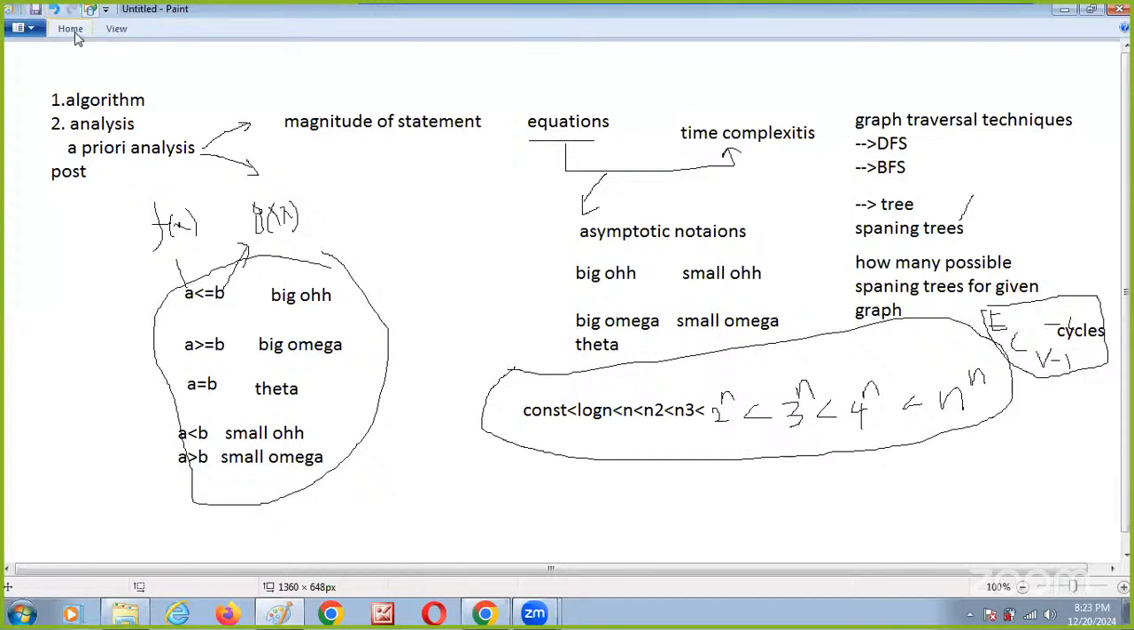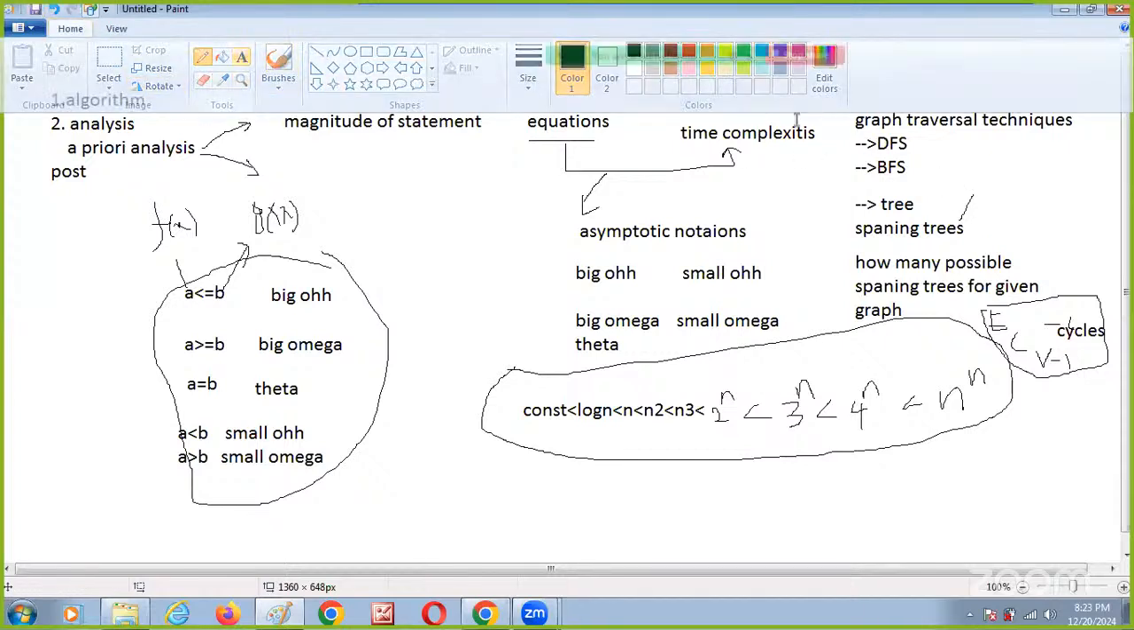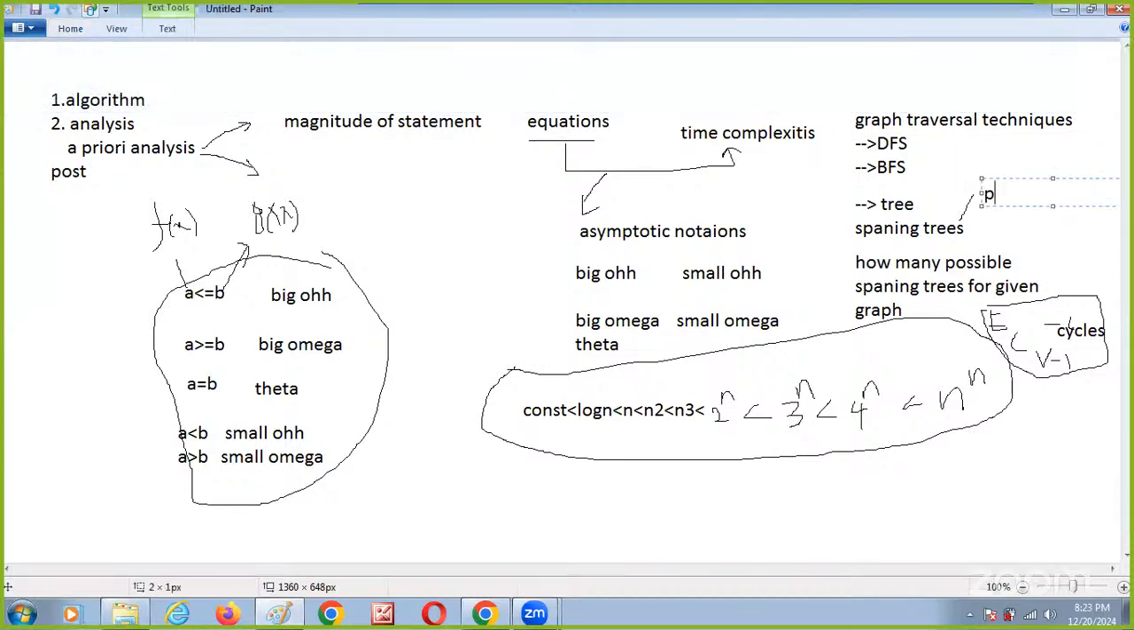There are two algorithms: Prim's algorithm as well as Kruskal's algorithm. We have also seen some of the GATE problems in asymptotic notations, finding the time complexity, and growth of the functions till now.